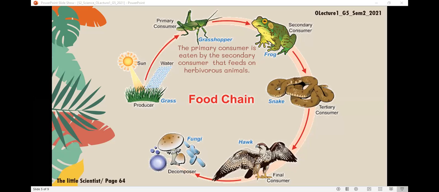Amazing. We start by saying the grass is eaten by the grasshopper. Hassan Mughni: The grass is eaten by the grasshopper. The grasshopper is eaten by the frog. The frog is eaten by the snake. The snake is eaten by the hawk. Thank you so much. That's it. Stop. And the hawk is eaten by the fungi.